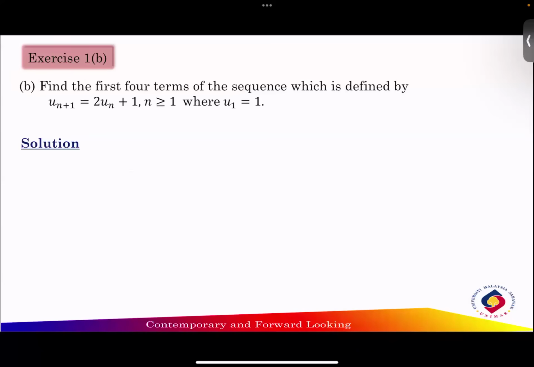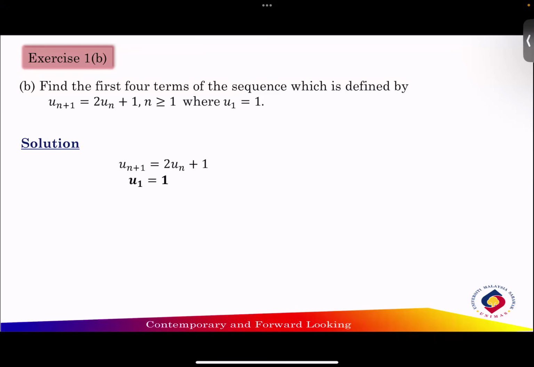Okay, and then followed by find the first 4 terms of the sequence which is defined by this formula. Okay, you can still pause the video and try first. This one you can try to do within 5 minutes. Okay, let us check the answer.